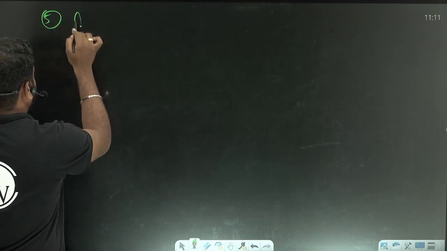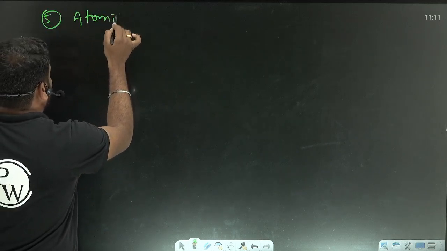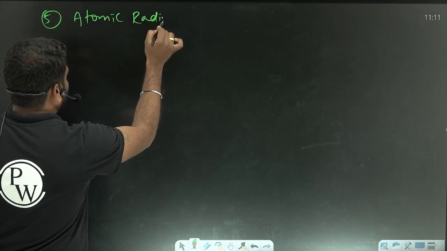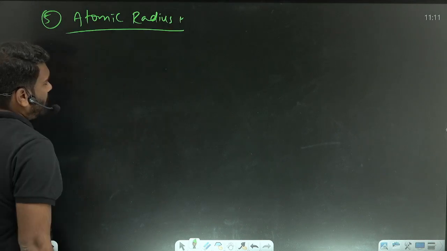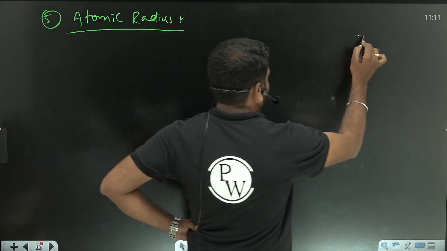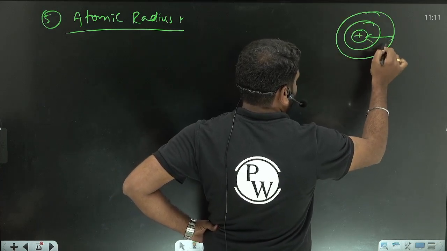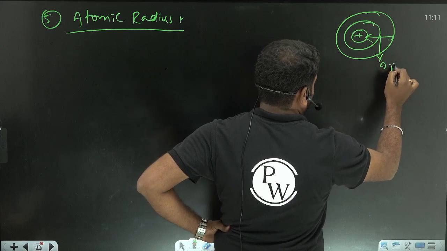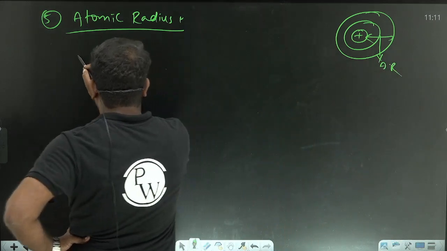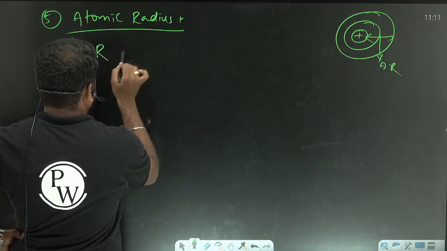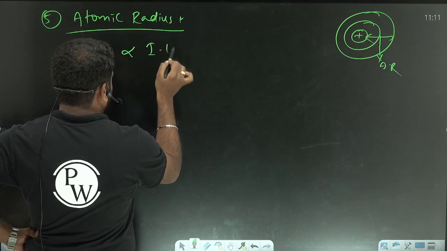And last but not least one is what, beta? Atomic radius. So atomic radius, we already know: the distance between the nucleus and the outermost shell is what, beta? This is atomic radius. Okay, so here atomic radius increases. Atomic radius is directly proportional to the ionization energy.